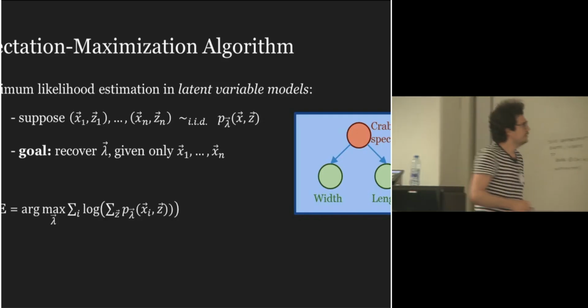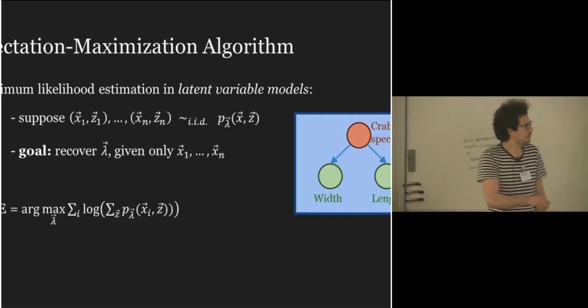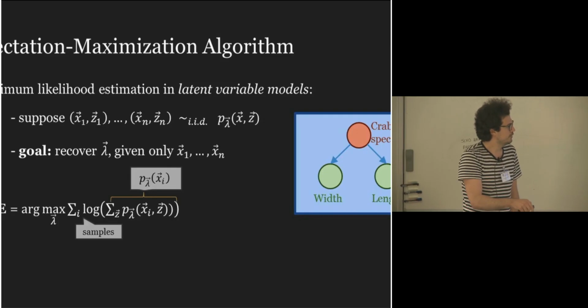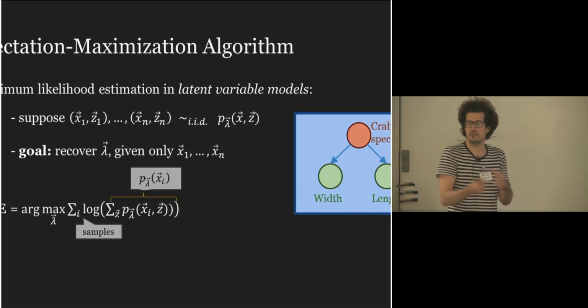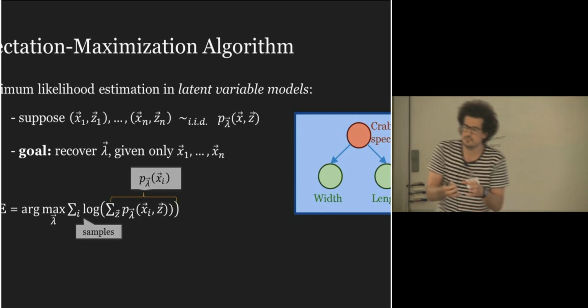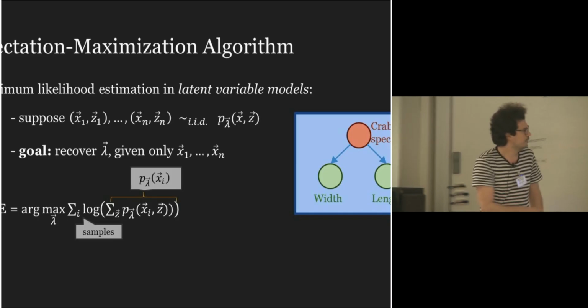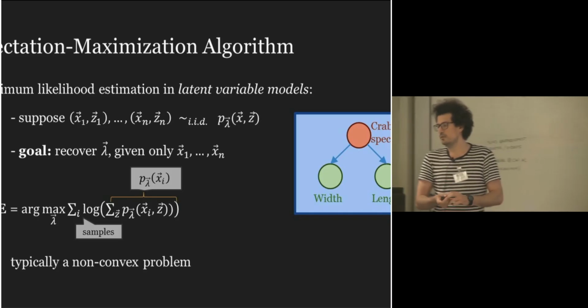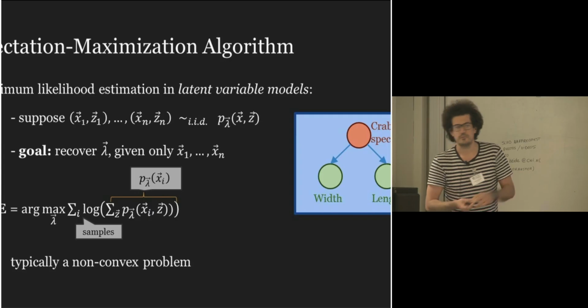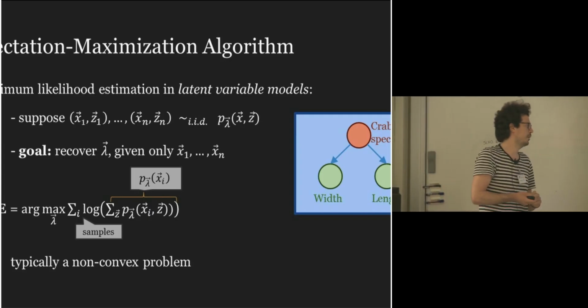So if you write the MLE for this problem, this is the log likelihood. I'm summing over all my samples the log of the probability of the sample. Now this probability is a sum over the state of the latent variable in that sample. So this log of sum usually turns the problem non-convex. So it's challenging to do maximum likelihood.